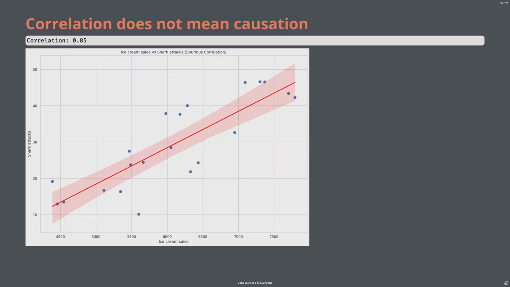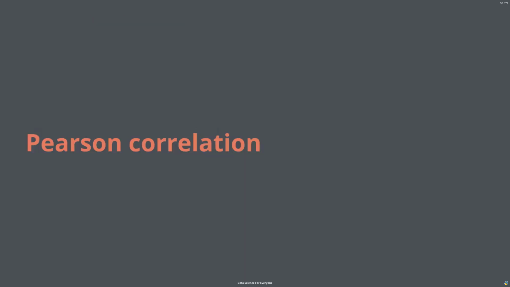Both ice cream sales and shark attacks go up during summer, so they move together, but not because one causes the other. This is a classic example of spurious correlation, and it's a reminder to always ask, is there a real causal connection, or is there something else driving both the variables? One of the most widely used methods to test significance of a correlation is called the Pearson correlation. It helps us understand how strongly two variables are related and in what direction.